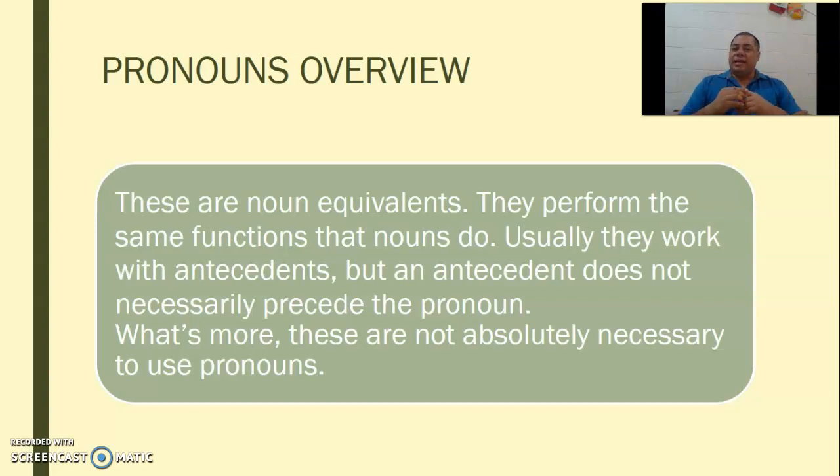Now, the next point is a little bit more interesting. It says, what is more, it is not absolutely necessary to use an antecedent with pronouns. Sometimes I use pronouns and I don't use an antecedent. An example: I just did it, and I just did it again. The use of the pronoun I. The use of the pronoun you. The use of the pronoun she.